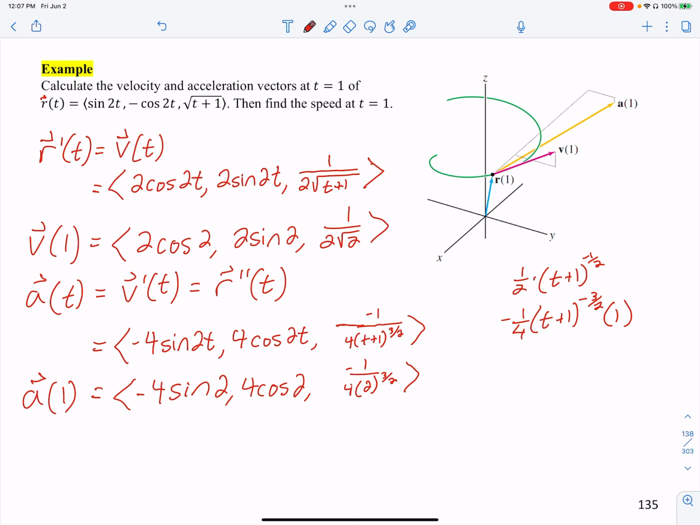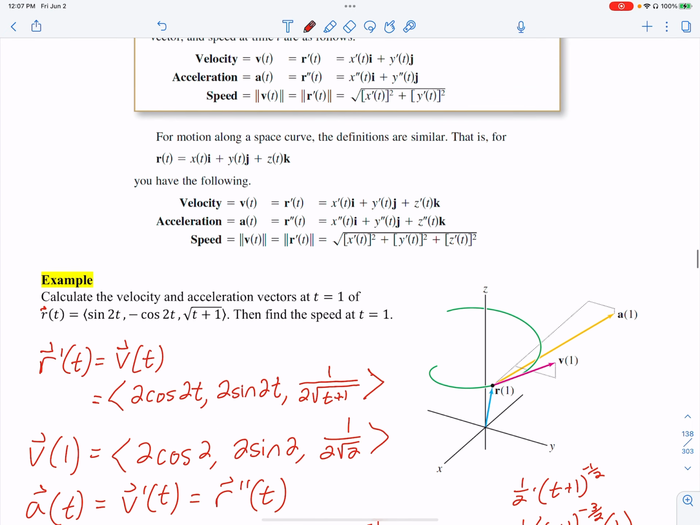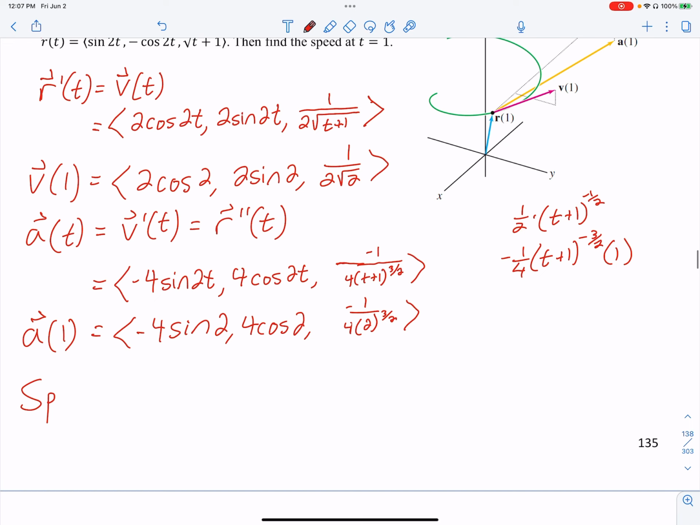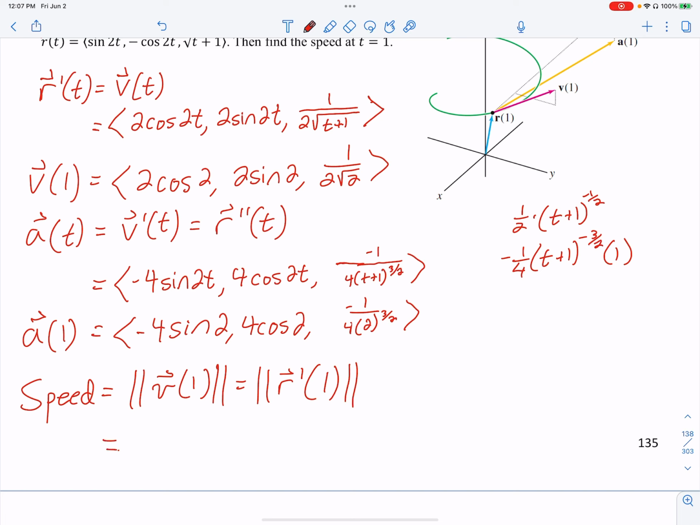They also asked for the speed. I don't want to use s because it's used for something else. They didn't actually even give it a variable. So we'll say speed equals the magnitude of velocity. Let's go ahead and throw 1 in because they didn't ask for a general one, which is also the magnitude of r prime of 1.